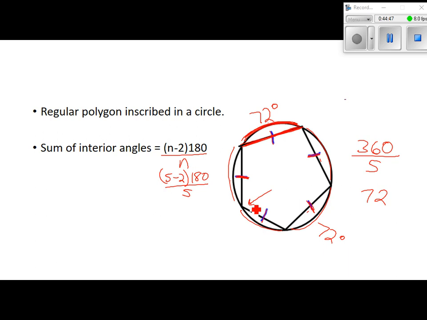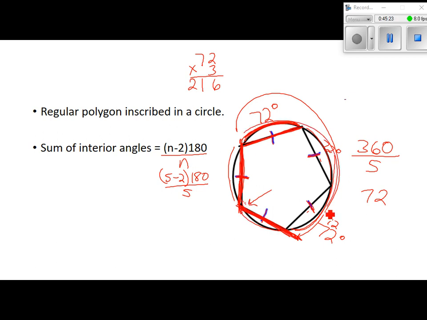The other thing that we could do, if you look at this angle right here, it's an inscribed angle, and it cuts off this arc. It goes from here all the way around to here. Well, this arc is 72, this arc here is 72, and this arc here is 72. So if we add all those up, 72 times 3, that's 216. Remember, with an inscribed angle, the angle is half of whatever its arc is, so we just take 216 divided by 2, and we know that that angle right there is 108 degrees.